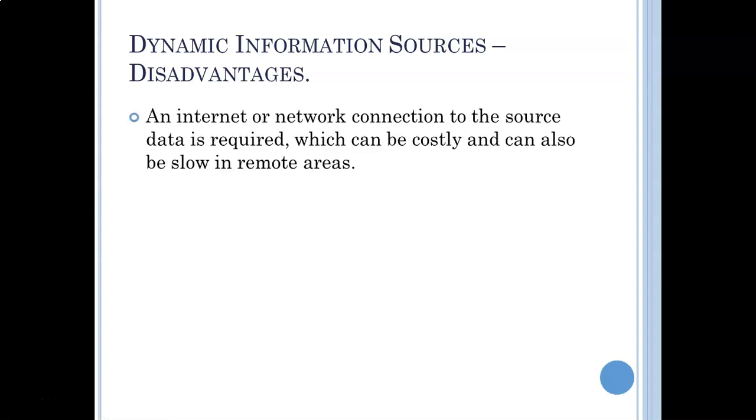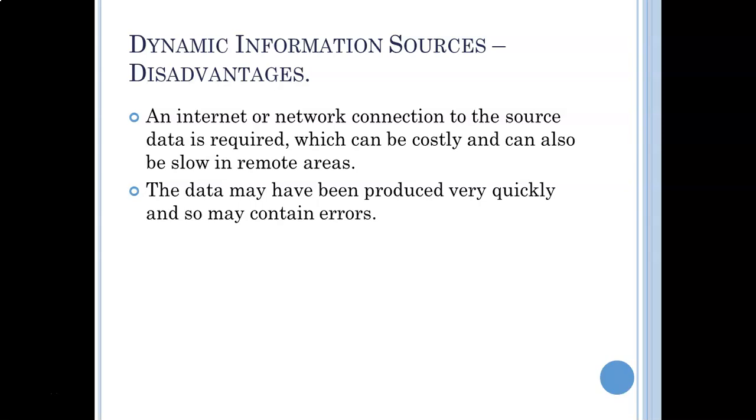Lastly, what are the disadvantages of dynamic information? An internet or network connection to the source data is required, which can be costly. It can also be slow in remote areas. Okay, so information's mostly online for dynamic information, so you have to have that connection. And the data may have been produced very quickly, and so may contain errors. So they have to update the information without actually putting in enough time to check that it is accurate. That information that they update could be incorrect.